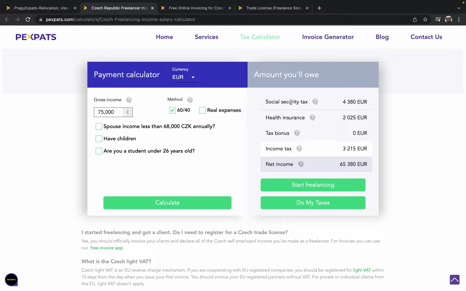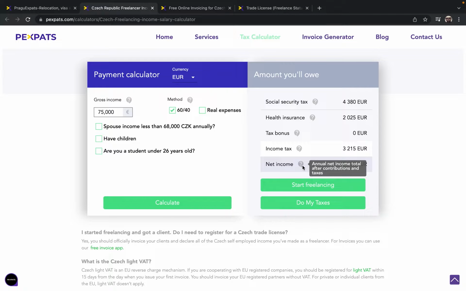Then we have health insurance contributions, and these will amount to approximately 2,025 euro for the entire year. Next, there is the tax bonus, which is calculated here without any discounts. And finally, we have income tax at approximately 3,215 euro, with a final net income of approximately 65,380 over the year. Basically, what you see here on the screen is everything you spend for the full year and your remaining income after.